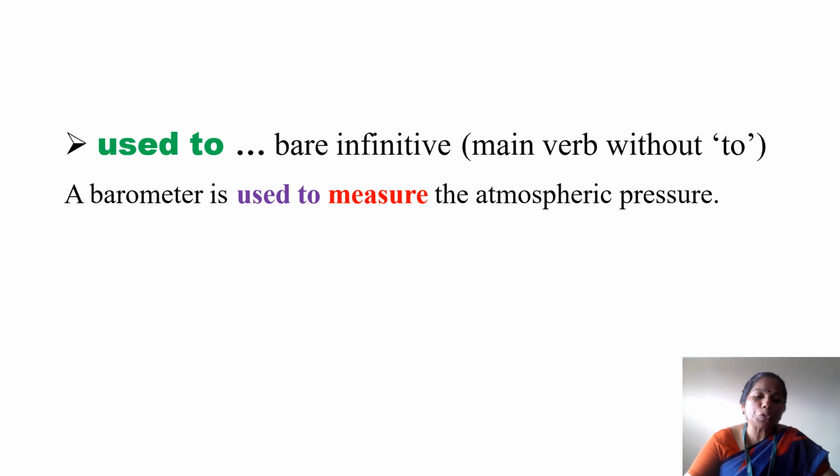Next is used to. This used to has to be followed by the base infinitive form of a verb. Look at the sample. A barometer is used to measure the atmospheric pressure. Used to is functioning as the connective. This is followed by the base infinitive form of the verb.